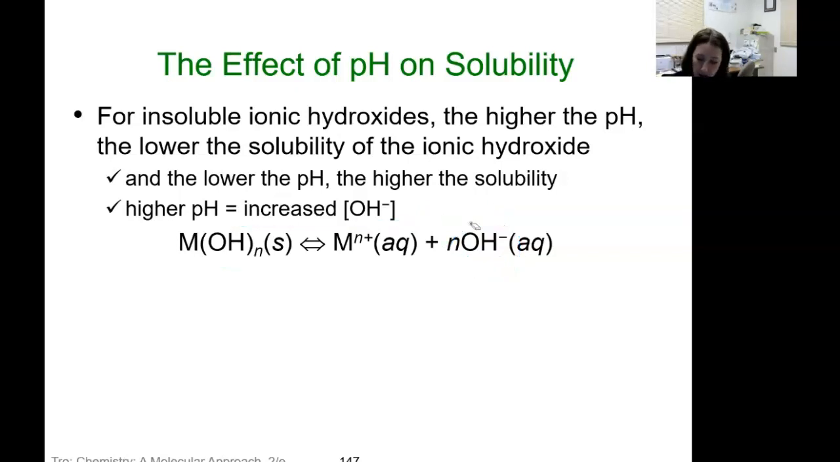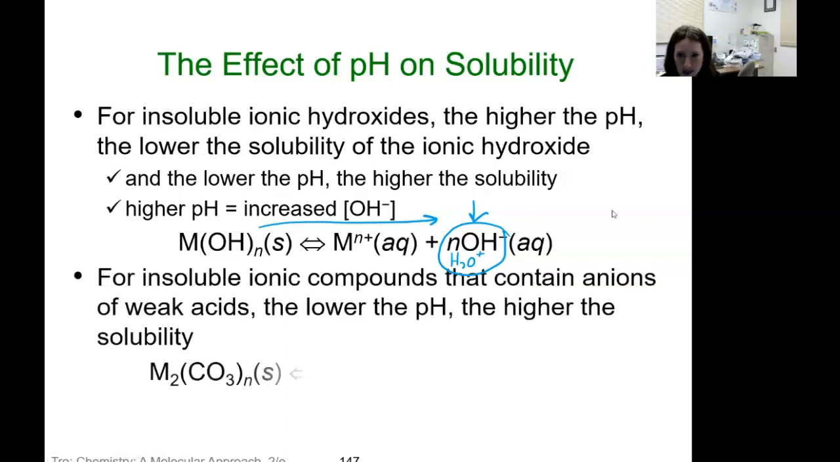So let me say that one more time. If you increase the pH, it's going to shift it over towards the insoluble side, the reactants. If you decrease the pH, which means adding H3O+, the H3O+ is going to react with this, decreasing our product, making it shift back over towards our product. Now, same principle, opposite effect, for insoluble ionic compounds that have anions of weak acids: when you lower the pH, the higher the solubility.